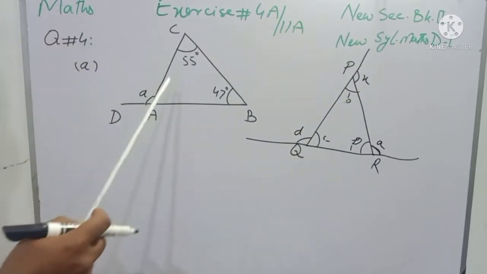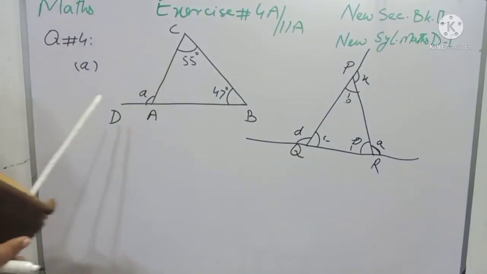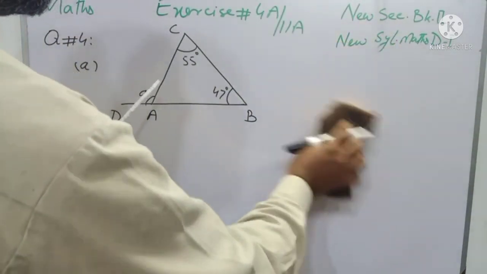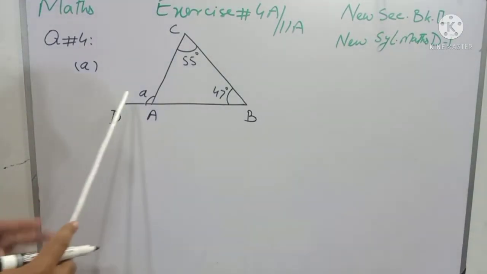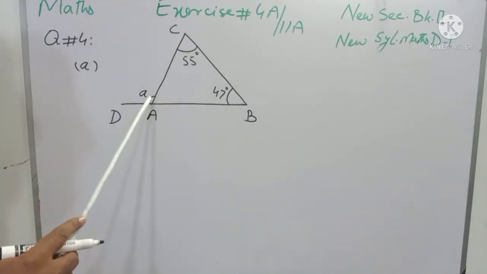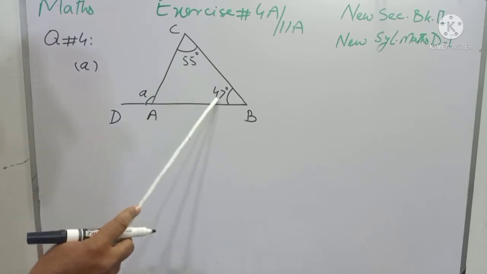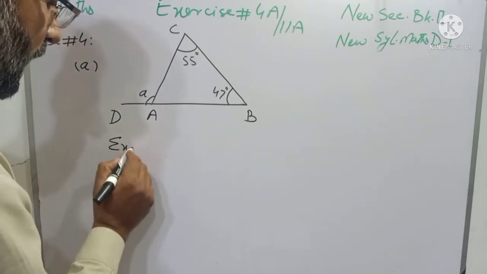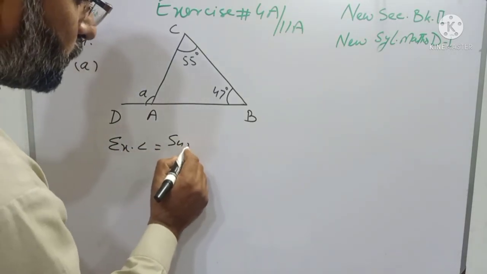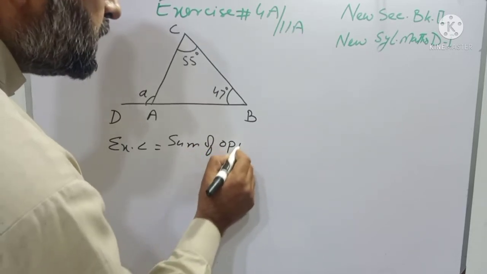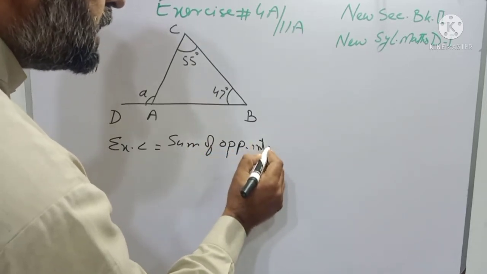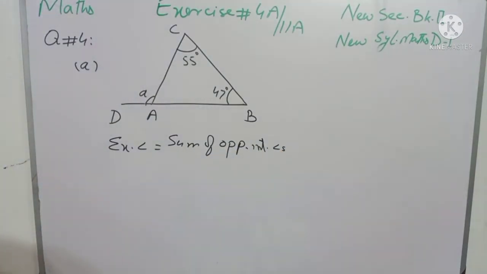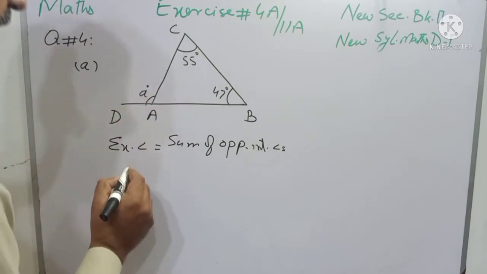So students, look at this question. ABC is a triangle and angle A is an exterior angle of this triangle, and the exterior angle is equal to the sum of opposite interior angles. So here we will write exterior angle is equal to sum of opposite interior angles. So students, the exterior angle is A degree, or we can say that it is A degree.